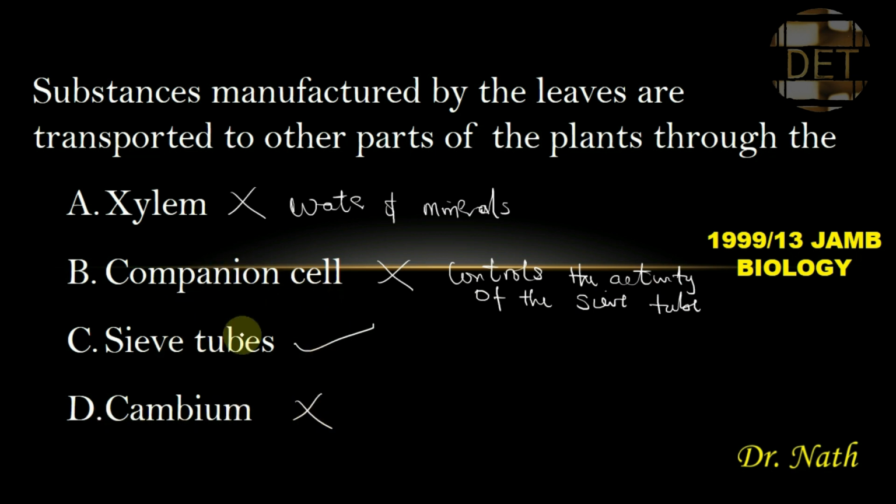So the correct answer to this question is option C, the sieve tube. It is the sieve tube that is responsible for the transport of manufactured substance from the leaves to other parts of the plant. So substances manufactured by the leaves are transported to other parts of the plant through the sieve tube.